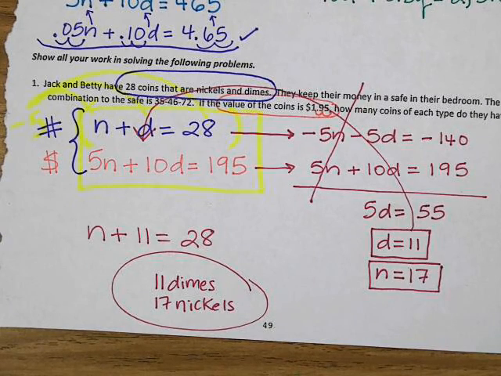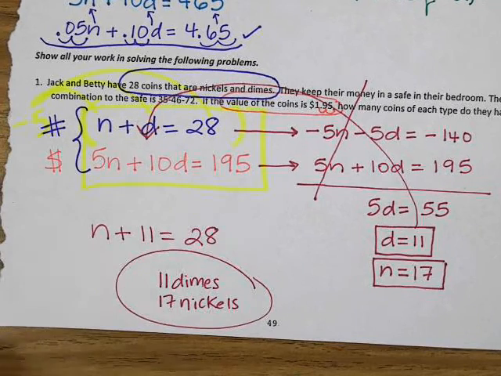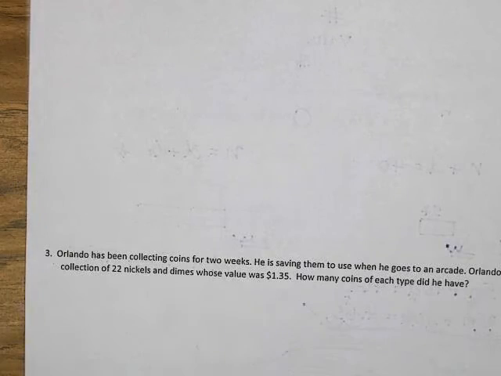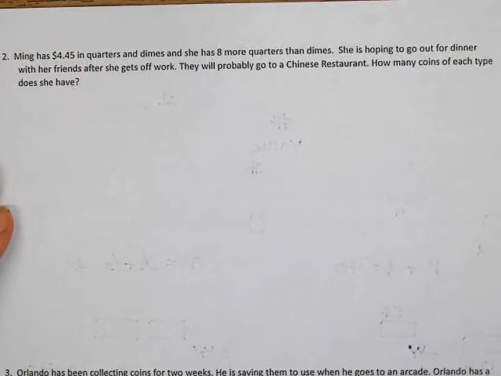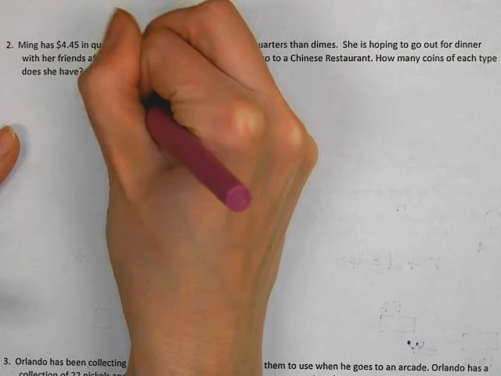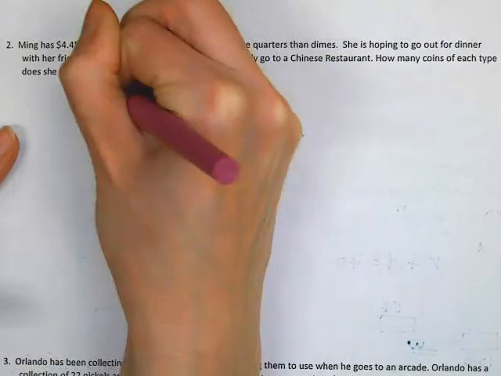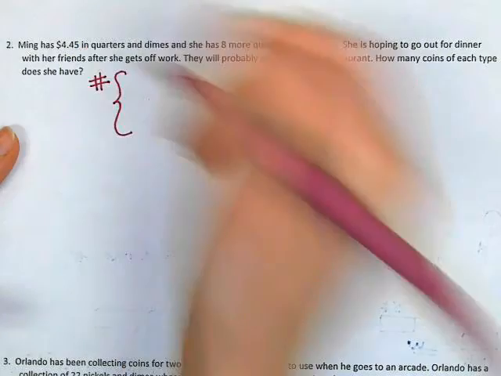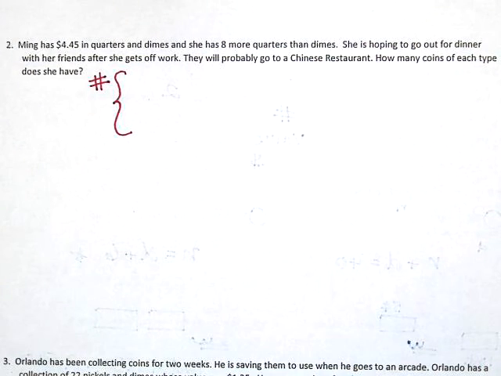Okay, let's try one more. We're just going to set it up. And this one's a little different, so I actually want you all to stay with us here and do number 2. We're just going to set it up. Okay, so we're going to set up a system. One equation is about the number of coins, and one equation is about value, how much money they're worth.